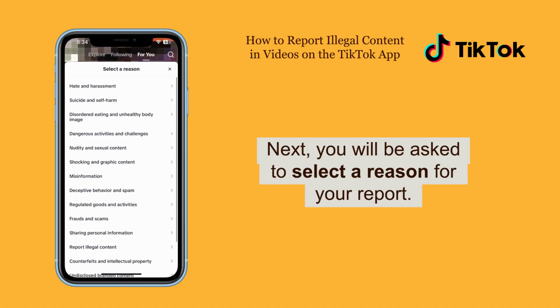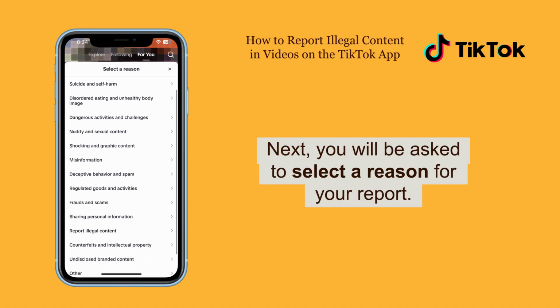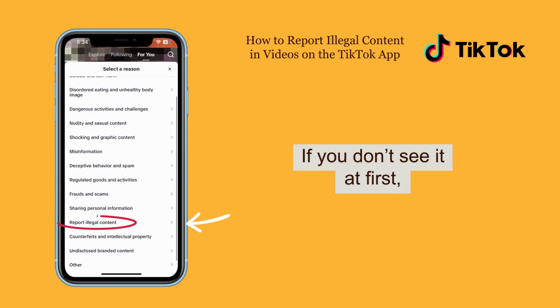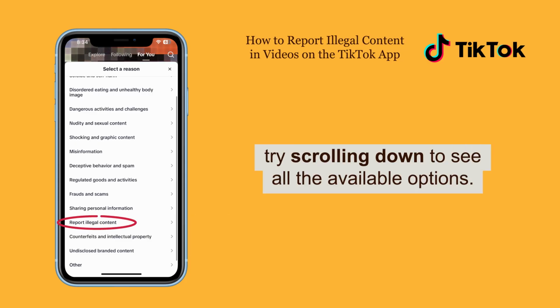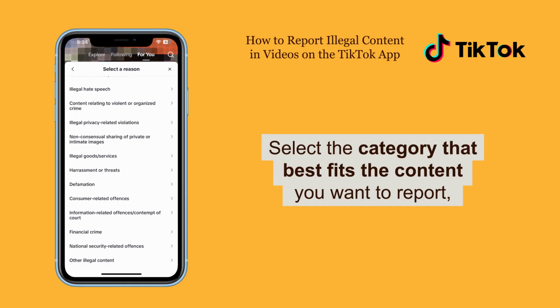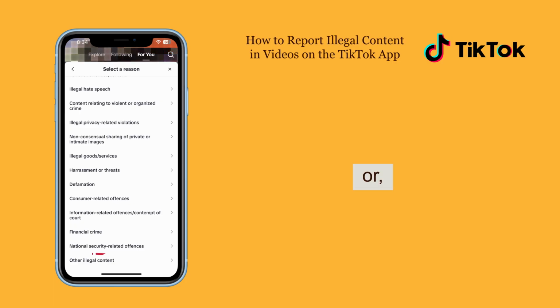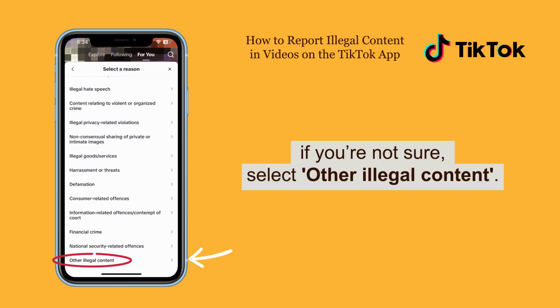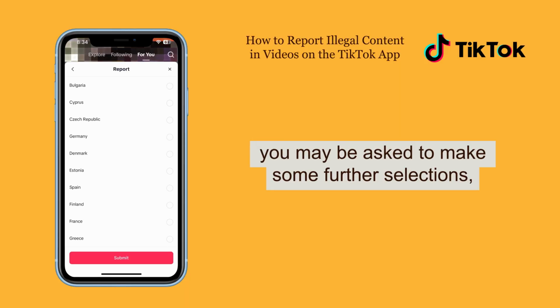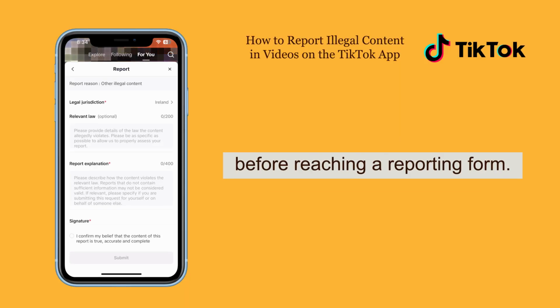Next, you will be asked to select a reason for your report. Select Report Illegal Content. If you don't see it at first, try scrolling down to see all the available options. You will then see a list containing various categories of potentially illegal content. Select the category that best fits the content you want to report, or, if you're not sure, select Other Illegal Content.